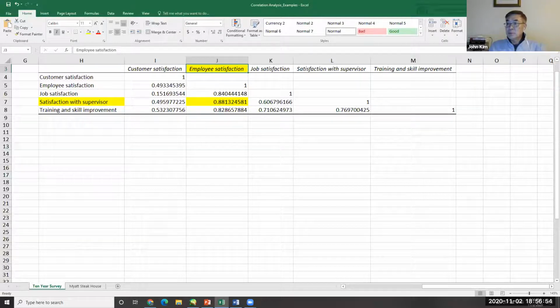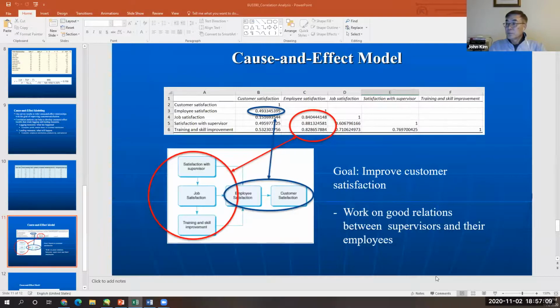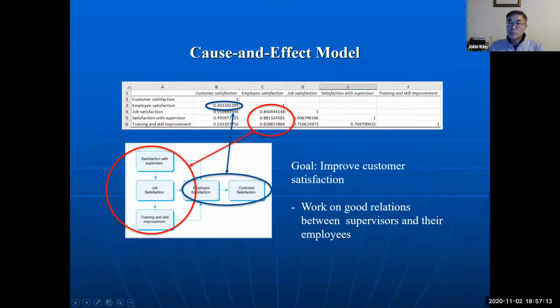So using this correlation, can draw a relationship chart. So three of them with employee satisfaction, with the three variables: job satisfaction, satisfaction with the supervisors, and training. They are related strongly with employees' satisfaction.